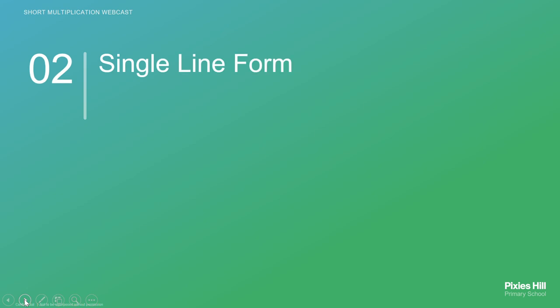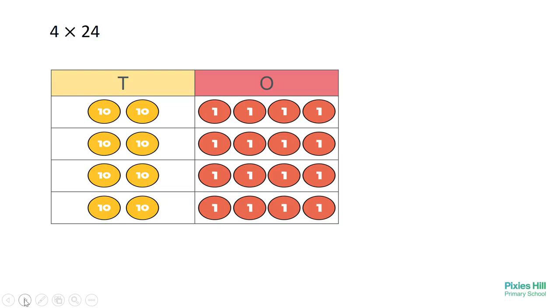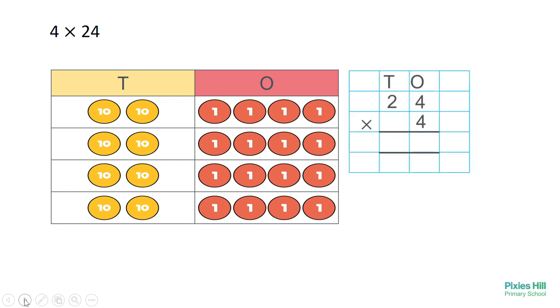Once we are confident that children understand what is happening when we multiply by a single digit, we can move on to the more efficient single line form. Here we have 24 multiplied by 4, which again can be represented visually using our place value counters. Again, we can set out our digits using our place value headings, but this time we only have a single line for our answer. Starting with our lowest value column first, 4 multiplied by 4 is 16.